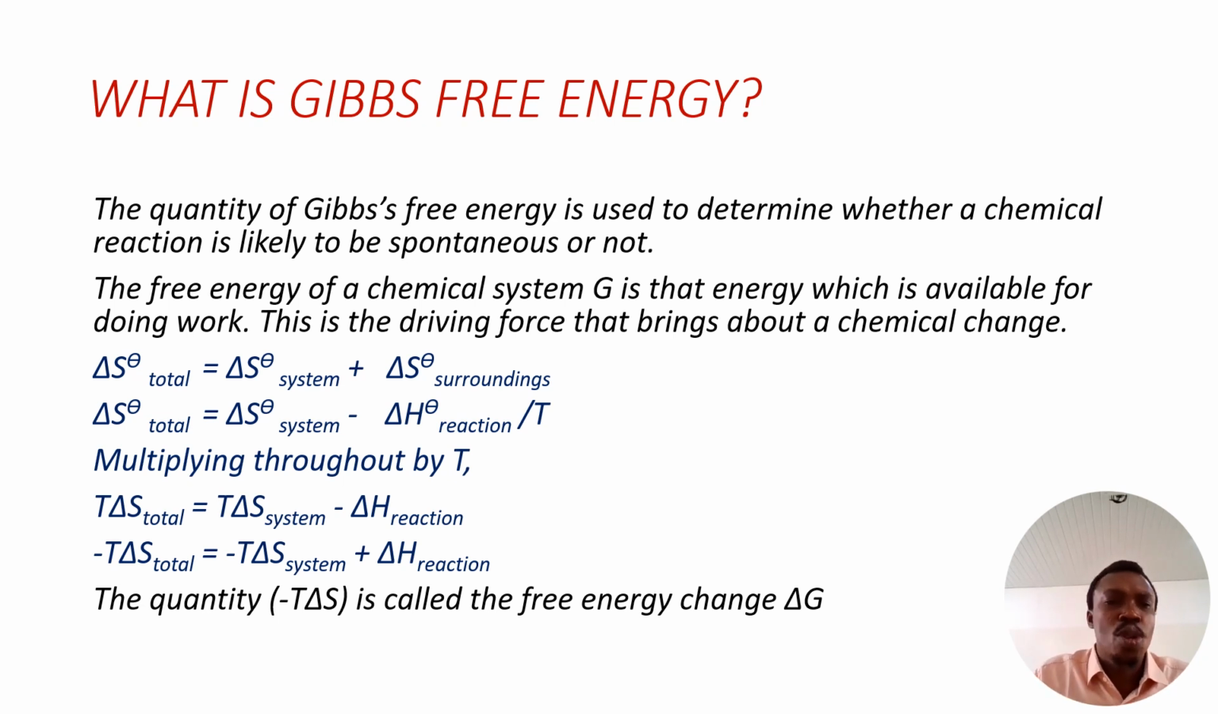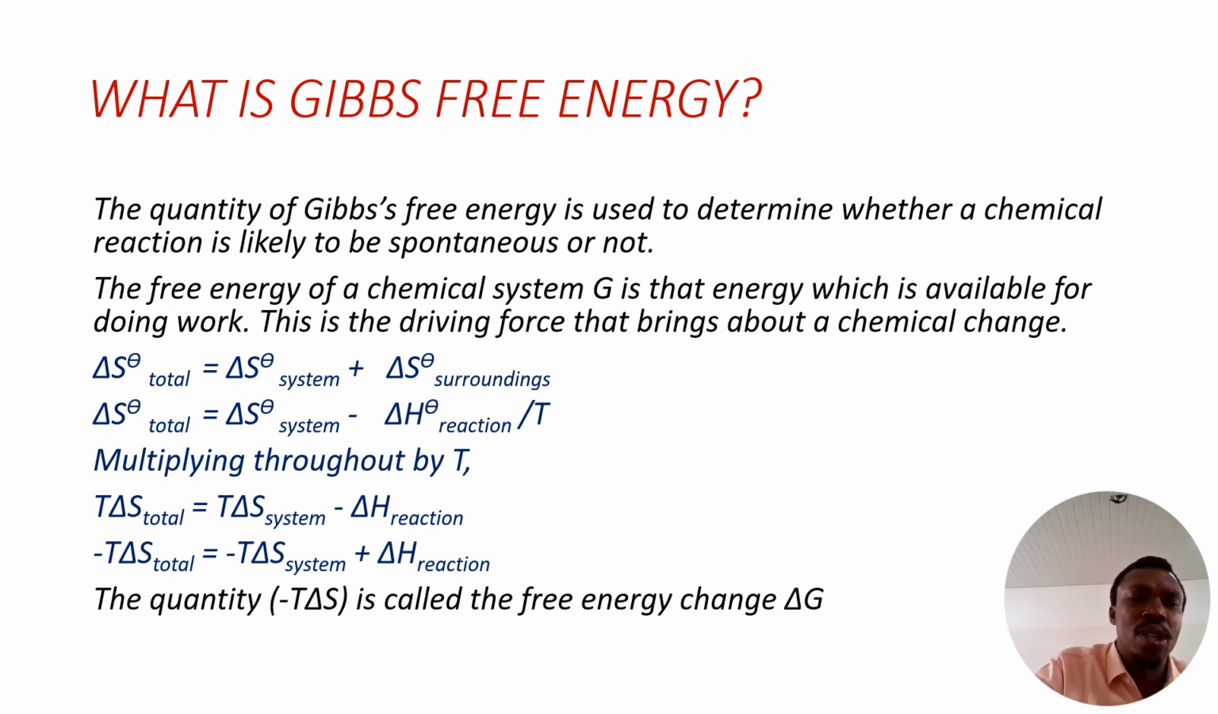We talk about total entropy, which is the entropy of the system plus the entropy of the surrounding. So the Gibbs free energy brings together the entropy of the system and the entropy of the surrounding. It takes into consideration the entropy of the system and also the entropy of the surrounding. So the total entropy will be the entropy of the system minus the enthalpy of reaction divided by temperature.